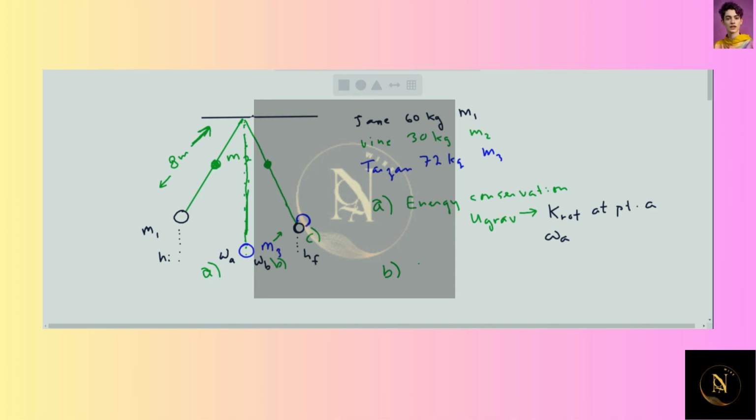The second part of the sequence that we'll work through is Tarzan gets picked up in an inelastic collision. So Jane and the vine collide with Tarzan, and what we know gets conserved is momentum. And specifically, I'm going to set the angular momentum right before the collision equal to the angular momentum right after. So I'm writing down angular momentum in the form of the moment of inertia times the angular velocity.